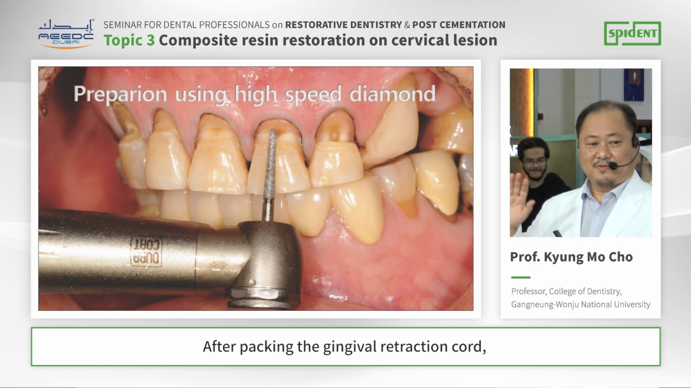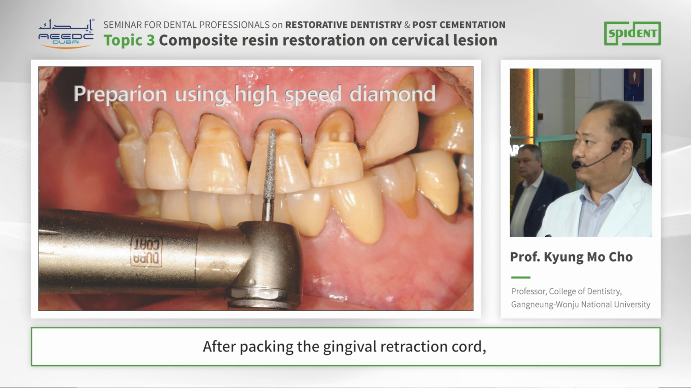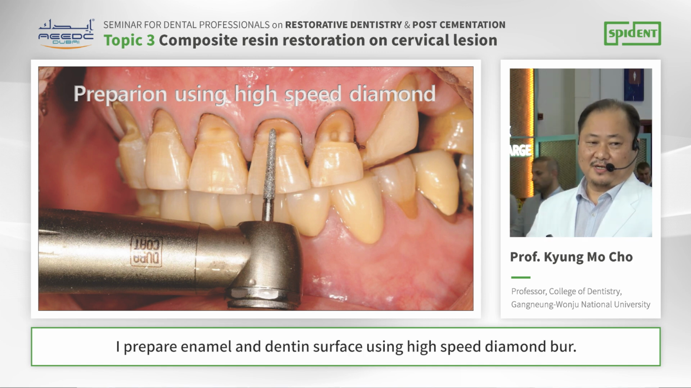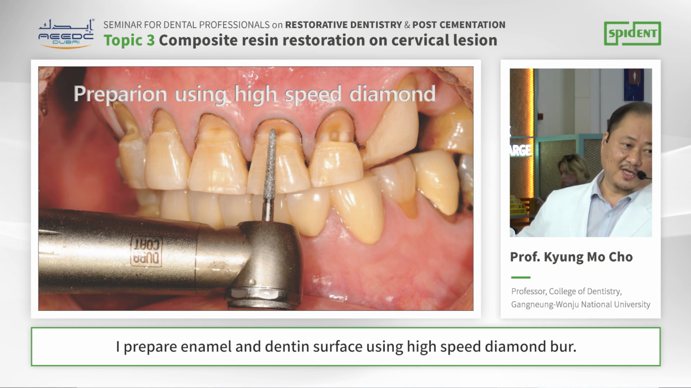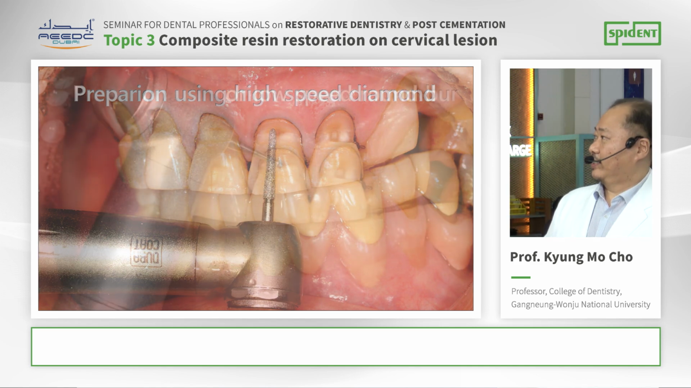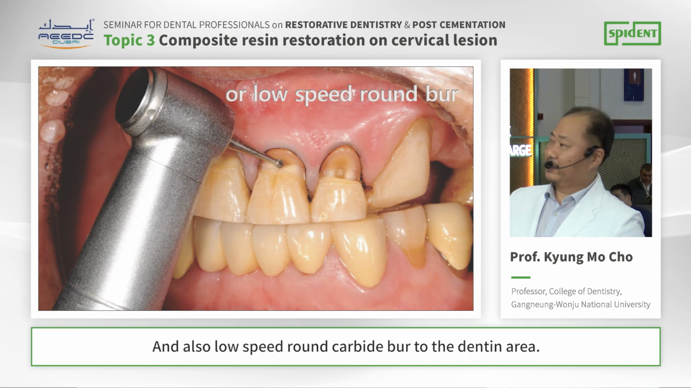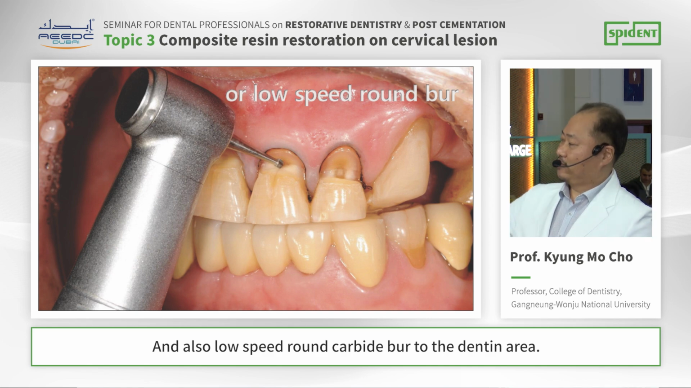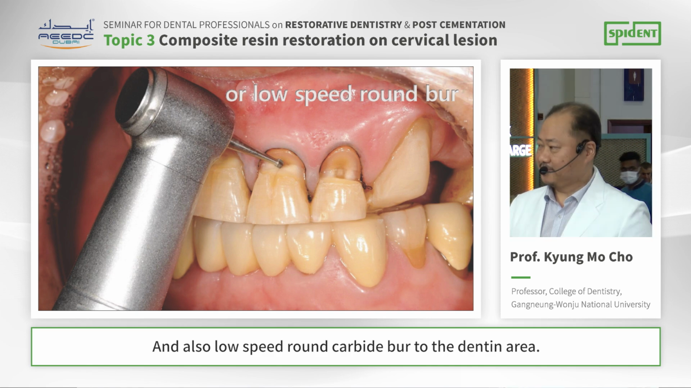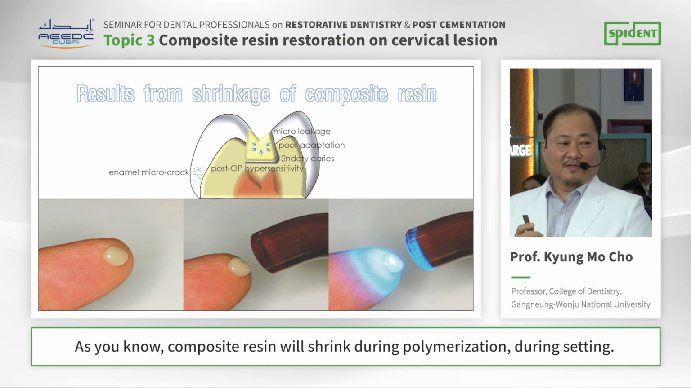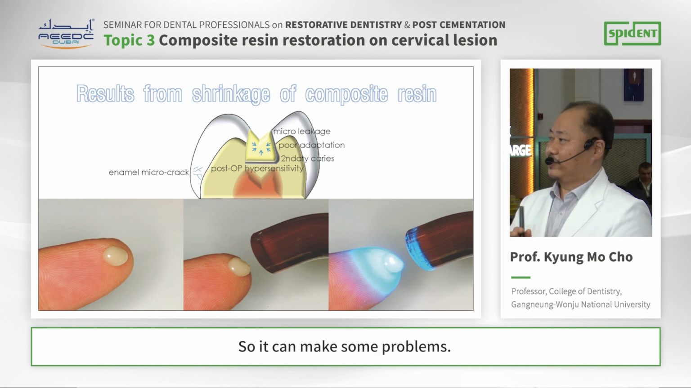After packing the gingival retraction cord, I prepare the enamel and dentin surface. I prepare the enamel surface using a high-speed diamond bur, and a low-speed round carbide bur on the dentin area. As you know, composite resin will shrink during polymerization, during setting. So it can make some problems.